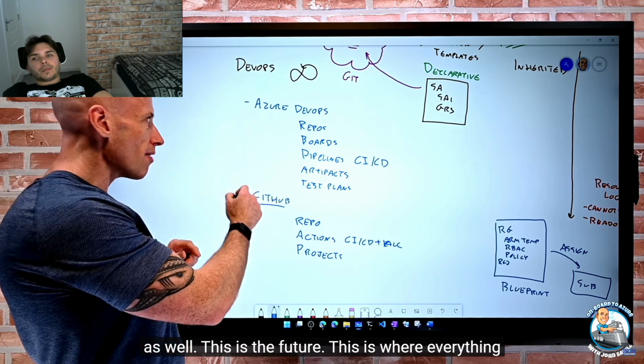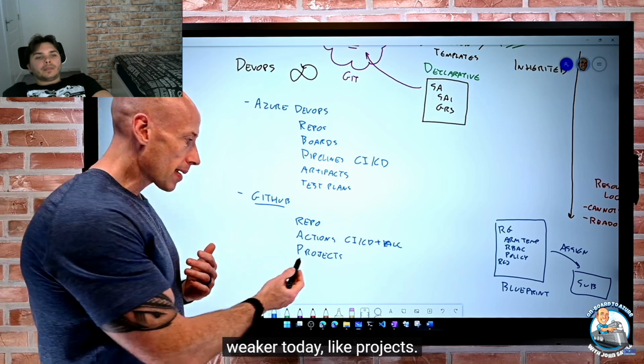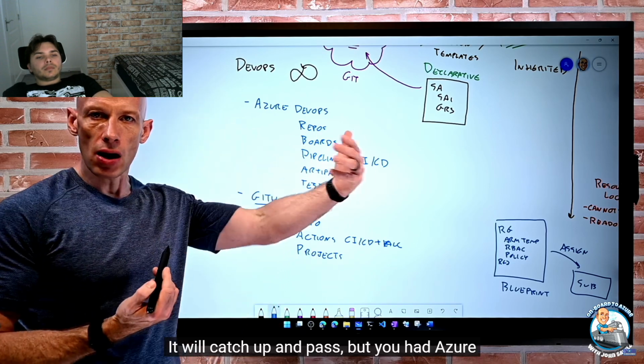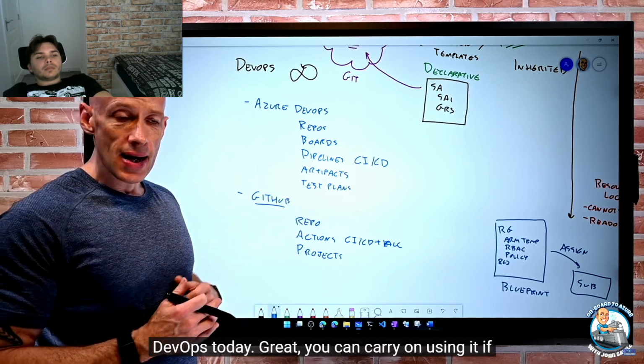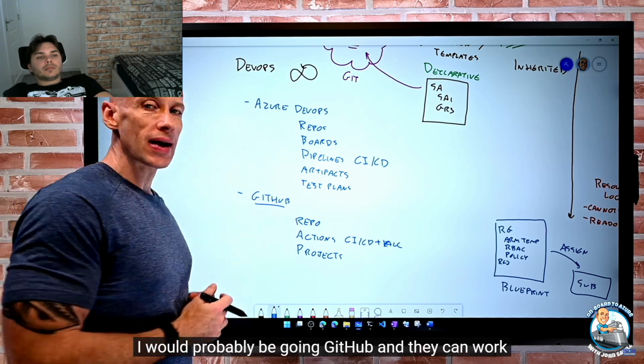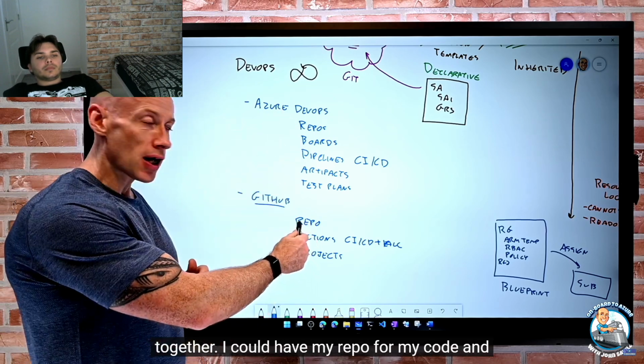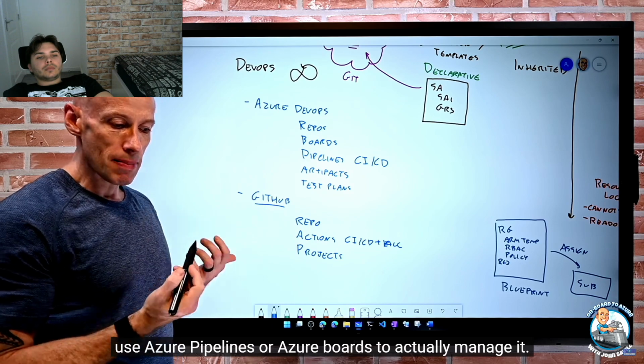This is the future. This is where everything is going to go. The places where it's weaker today, like projects, it will catch up and pass. But if you have Azure DevOps today, great, you can carry on using it. If I was starting today, I would probably be going GitHub. And they can work together. I could have my repo for my code and use Azure Pipelines or Azure Boards to actually manage it.